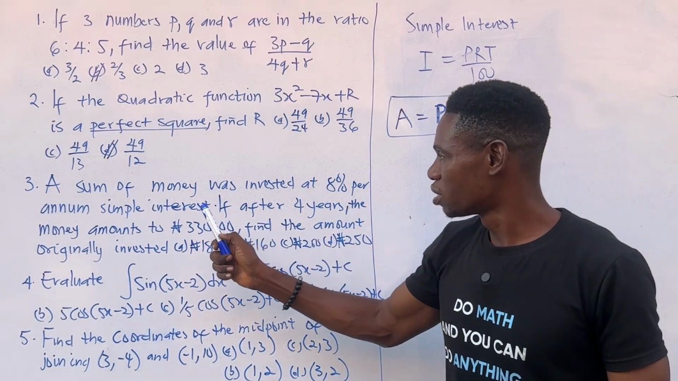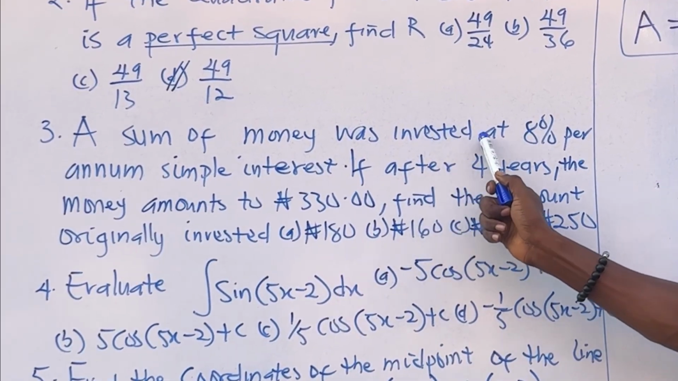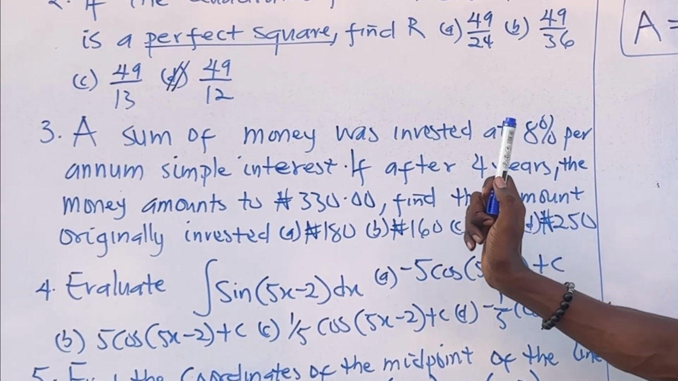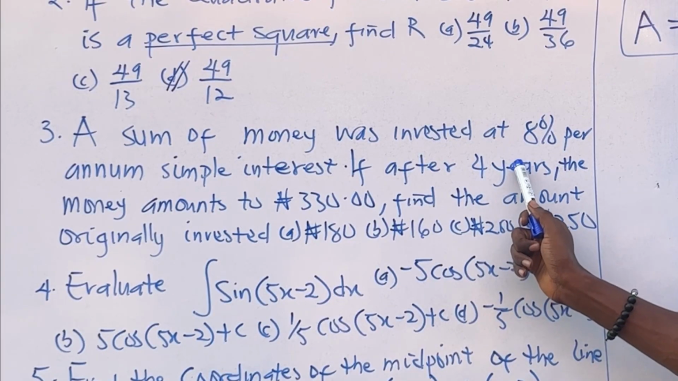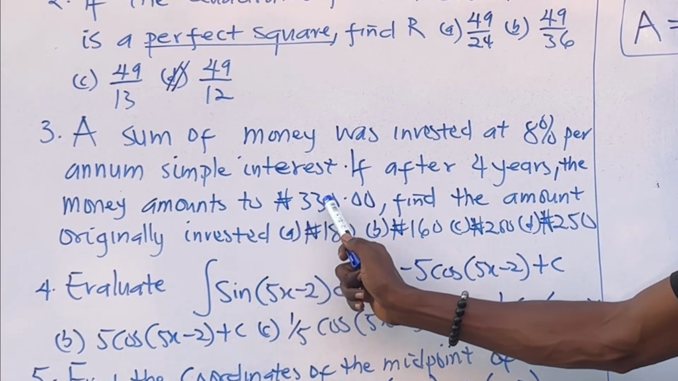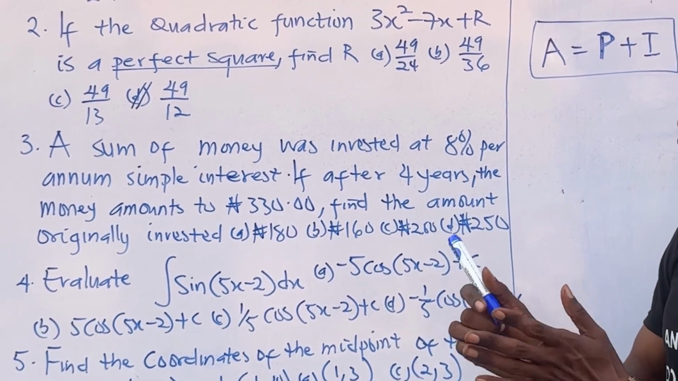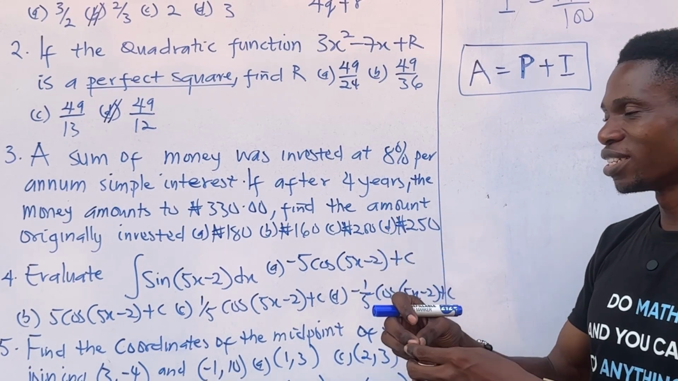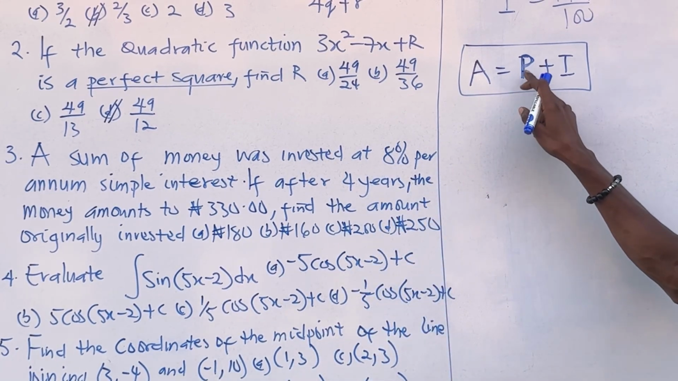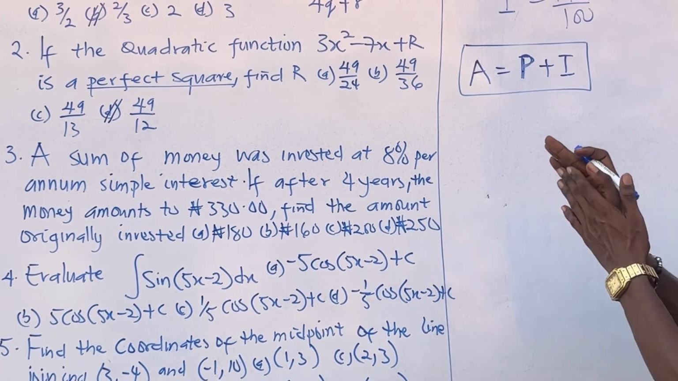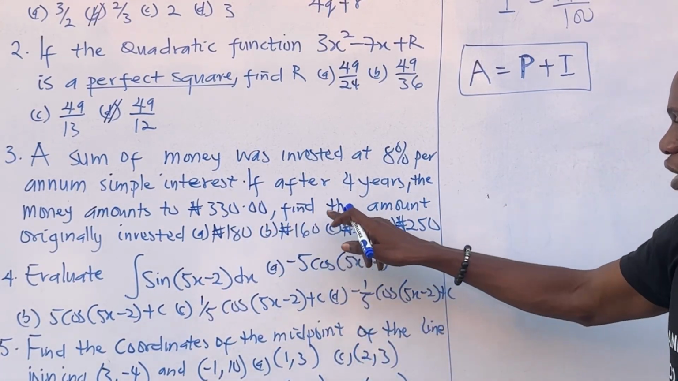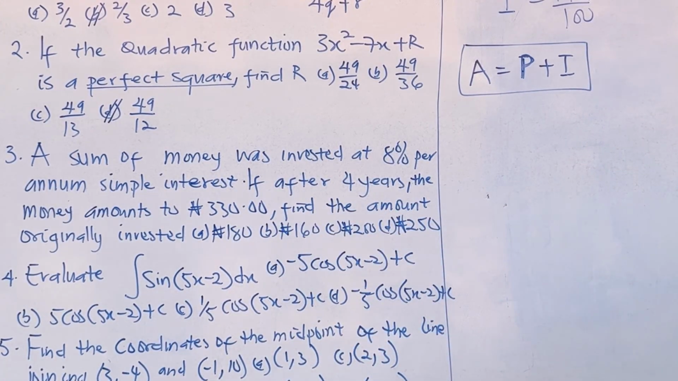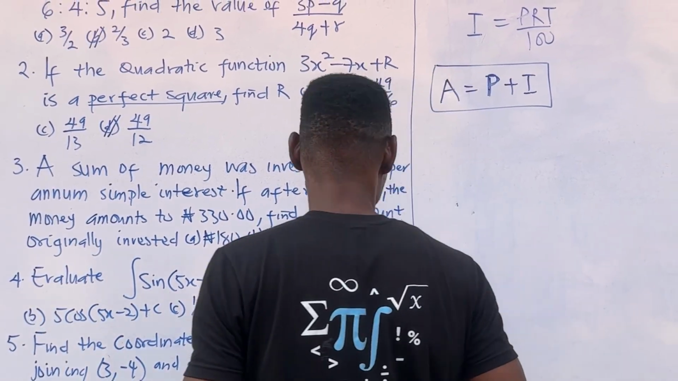Now the question says, a sum of money was invested at 8% per annum simple interest. After 4 years, that's the time now, the money amounts to a total of 330 naira. We don't know the amount invested, but after 4 years, the principal plus the interest gave a total amount of 330 naira. Find the amount originally invested. So we're looking for the principal. I think this is clear.